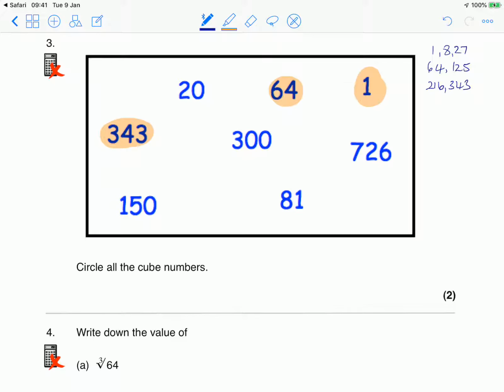8 times 8 times 8. We had that one earlier, that's 512. 9 times 9 times 9. 729, close. And there isn't anything bigger. So here are my cube numbers. And I'm looking specifically in the table for the ones that I want. And there were 3 that I needed to circle.